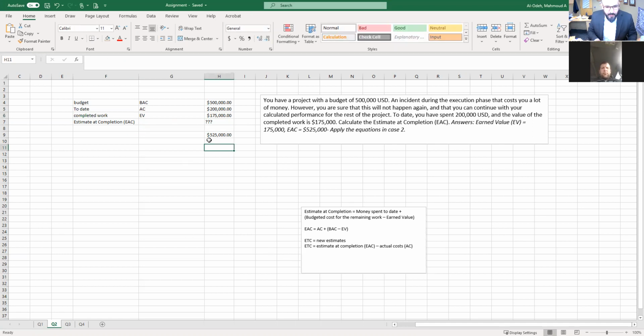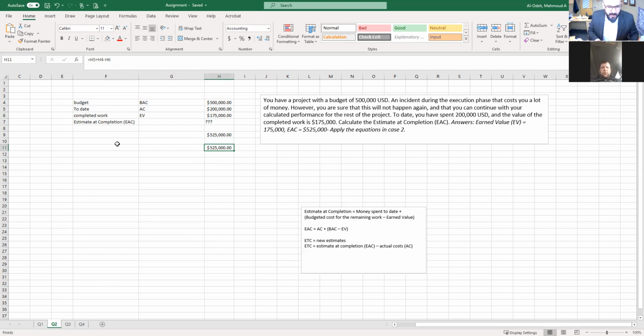The equation for this one would be the actual cost plus the BAC, the budget, minus the earned value, 175, and that will give you 525,000 as the EAC. If the question asks you for finding the ETC, it would be the EAC, which is the one that we found here, minus the actual cost.